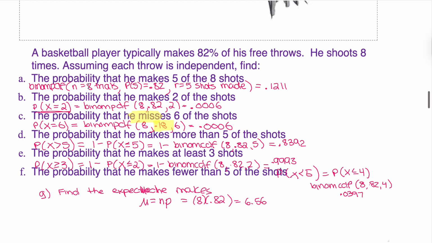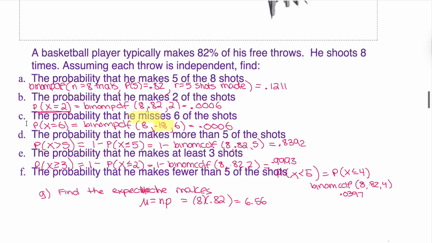N equal to 8 trials. Probability of success is 0.82. R is equal to 5 shots made. And plug in all to your calculator, we get 0.1211. Part B, the probability that he makes 2 of the shots. So that's also a PDF problem. Plug in 8, 0.82 and 2, you get 0.0006.